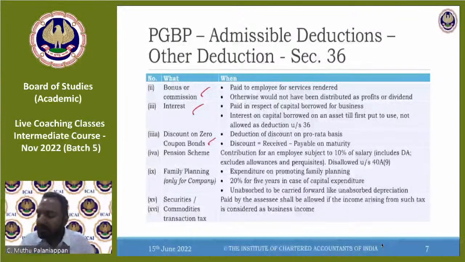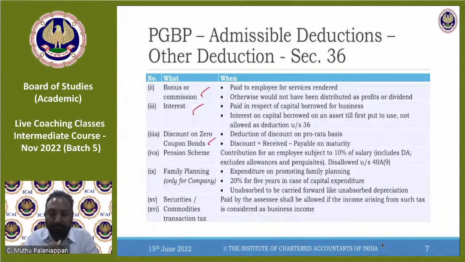Discount is equal to received minus payable on maturity. What did I receive? I received 96. How much should I pay on maturity? I should pay 100. So this 96 minus 100, that cost of 4 rupees is what is actually claimed over this period. So that is discount on zero coupon bond.